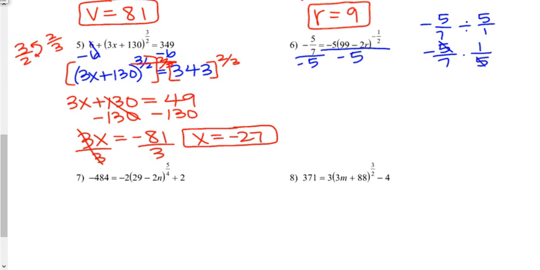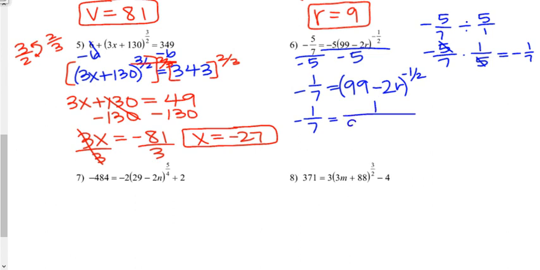So at this point, those 5's will cancel, and I just get negative 1 over 7. So on the left side, I have negative 1 over 7. On the right side, I have (99 minus 2r) to the power of negative 1/2. Okay, so negative 1/2 means I need to bring 99 minus 2r into the denominator. So I'm going to rewrite this really quickly. I have negative 1 over 7 equals 1 over (99 minus 2r) to the power of positive 1/2.